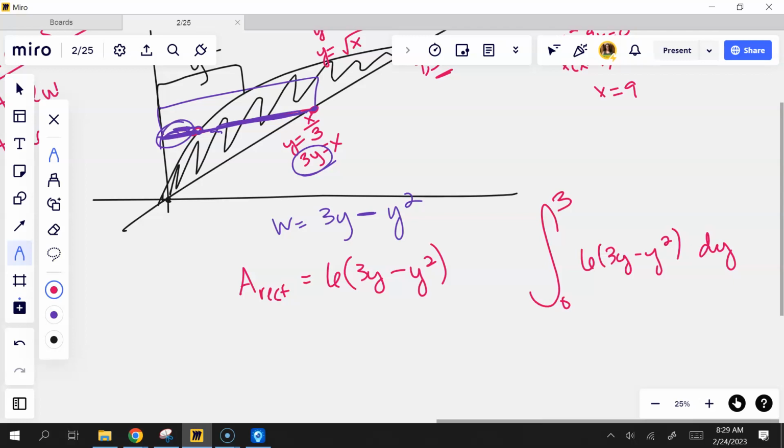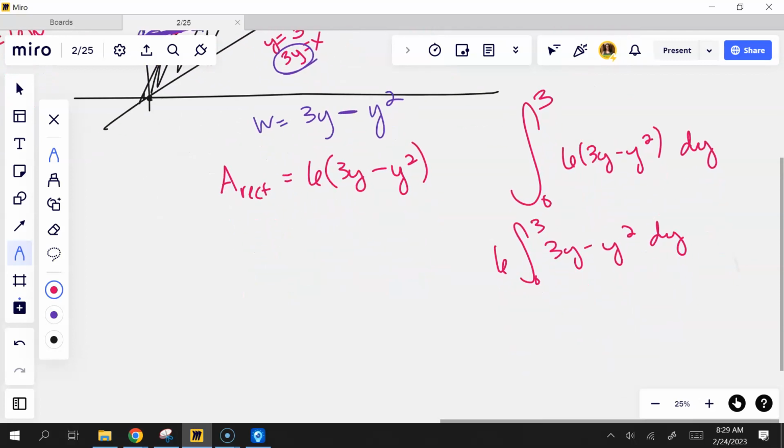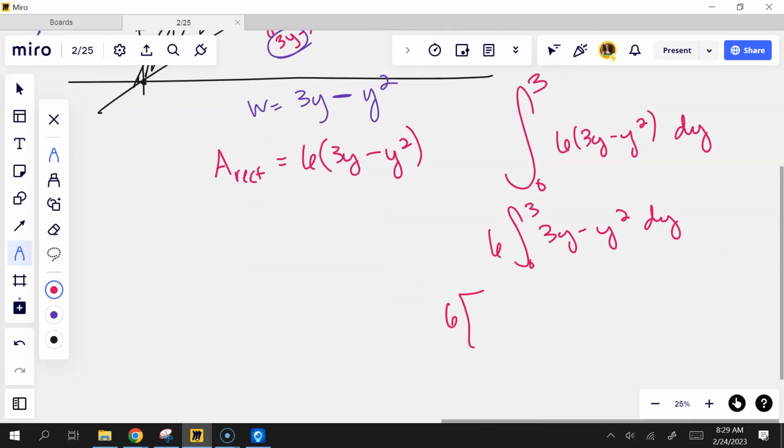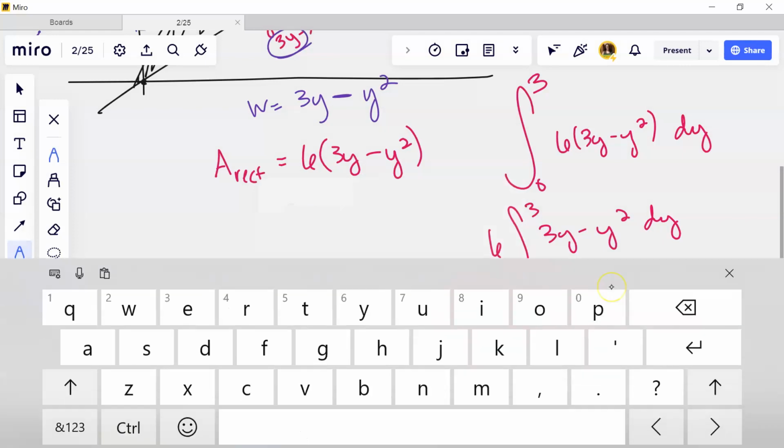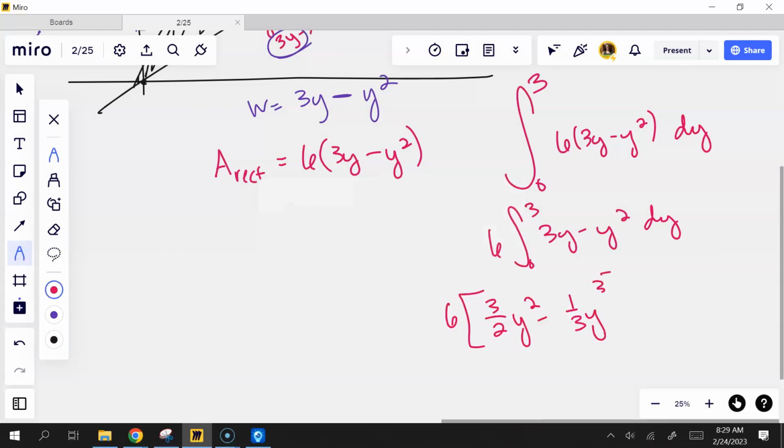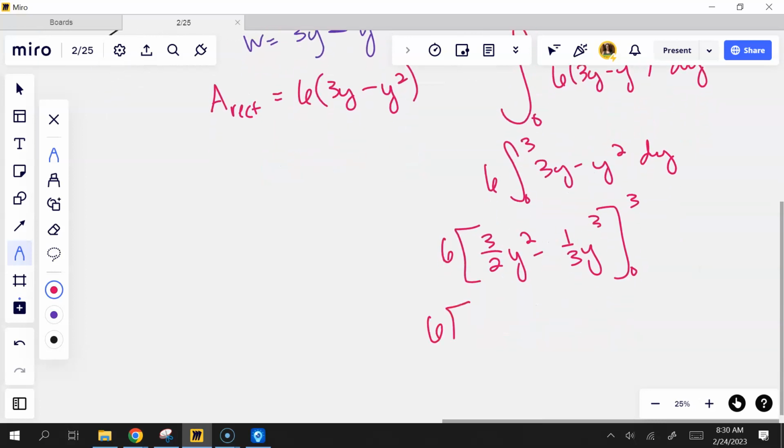Well, what I would do, I would just pull that 6 out here. But you could if you wanted to. I don't know if they told you to do this with a calculator or not. This is a pretty easy antiderivative. 3 over 2 y squared minus 1/3 y cubed. I'm writing too fast for it. From 0 to 3. So I'm going to plug the 3 in.